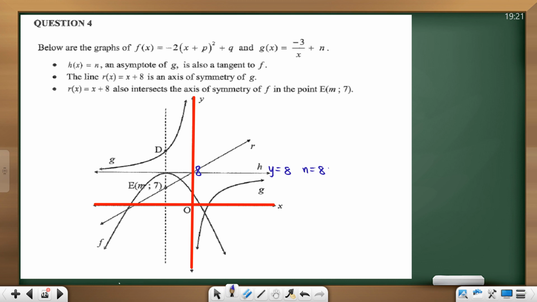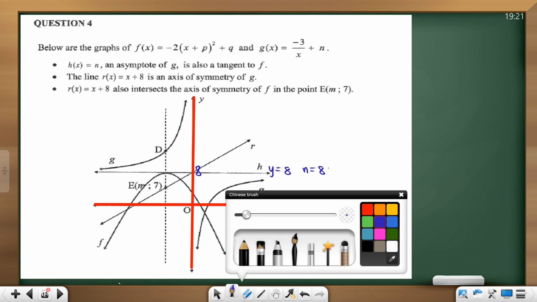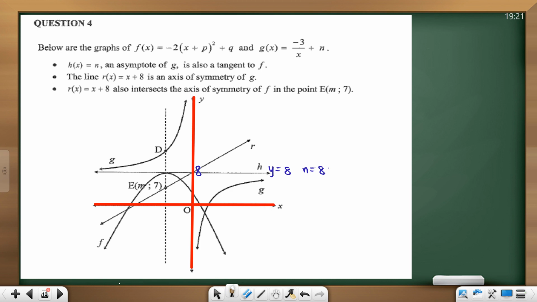Because it's on that line, our x is what? M, and our y is what? 7. So what's that equation again? Y equals x plus 8. What's the y value? 7. So 7 equals M plus 8. What is M?